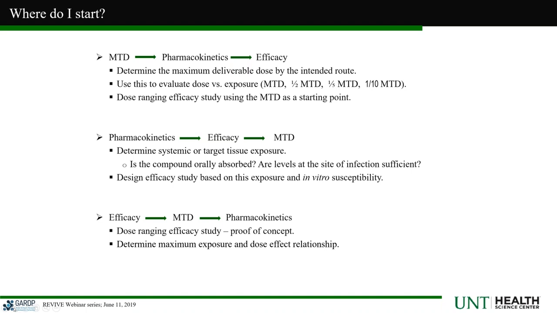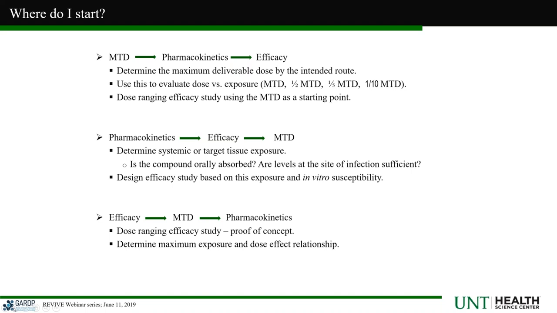However, if we are limited by money, if we're limited by time, if we're limited by compound availability, we may want to just look at PK first, determine where the compound distributes to, then use that to determine the efficacy study you're going to do. If, however, as I alluded to earlier, you need a proof of concept study, you just need efficacy and at risk, we can do an efficacy dose ranging study first, and then go back and look at maximum tolerated dose and PK. So it's really dictated by a lot of different parameters in terms of what you need to see and what time you have to do it. There really isn't any one right way to do it. It is dependent on the individual situation of the group looking to do these types of studies.